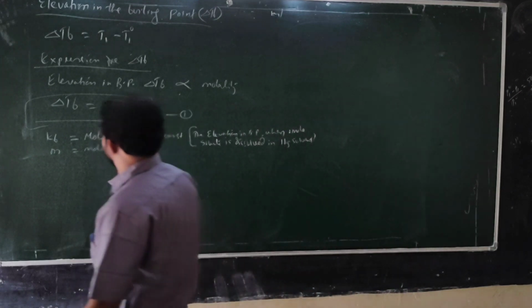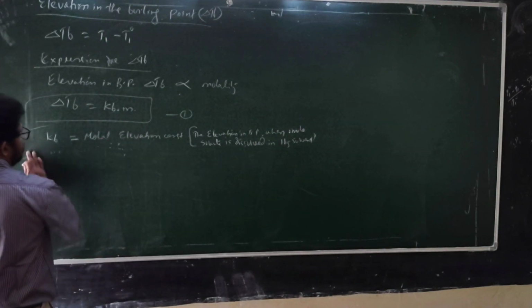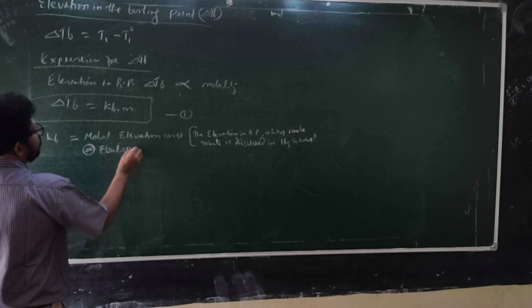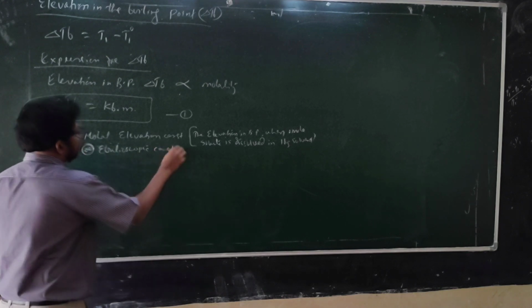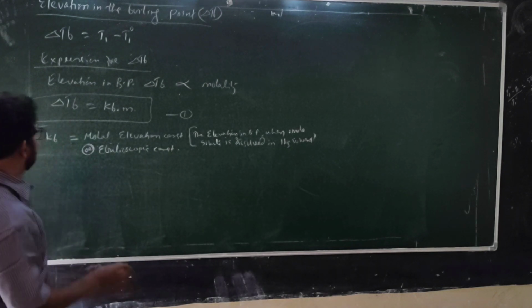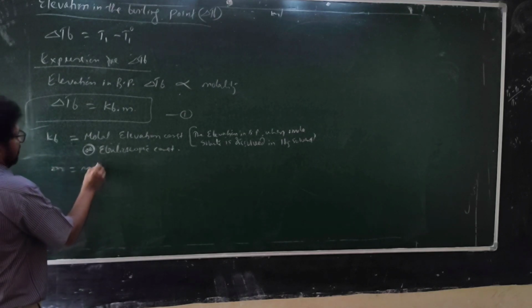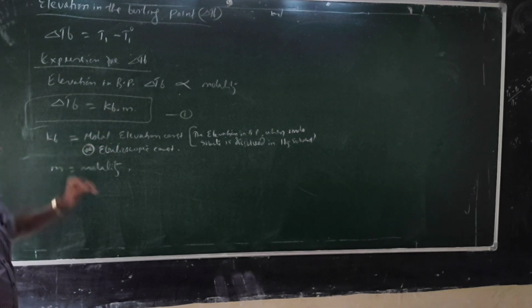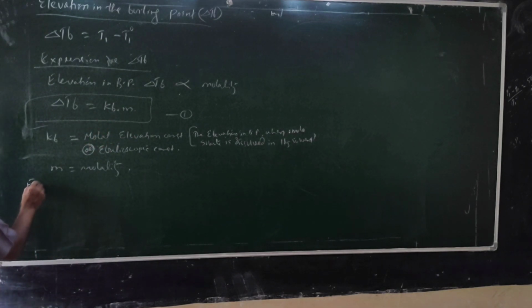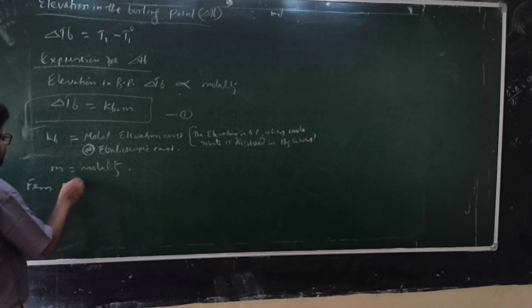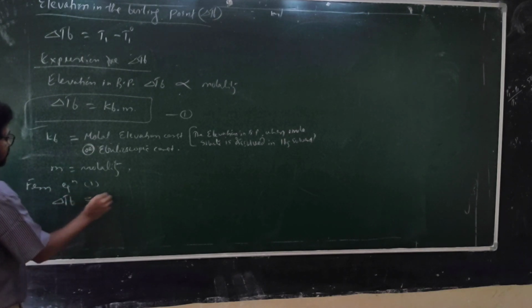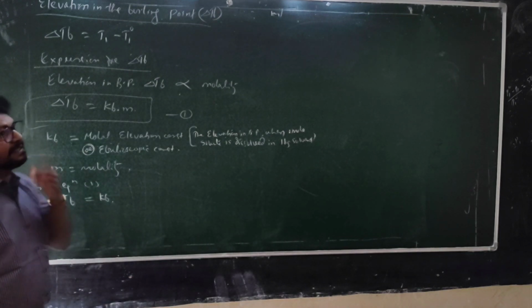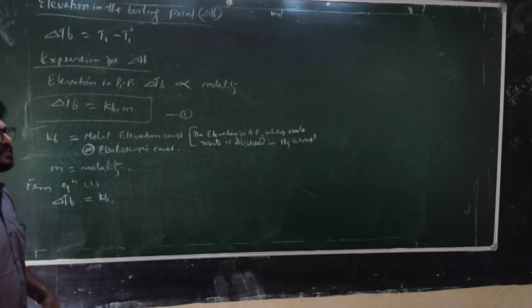Kb, the molar elevation constant, also has another name: the ebullioscopic constant. M is molality. Now if you want, you can convert molality. From equation 1, ΔTb equals Kb into molality, moles per kg of solvent, correct?